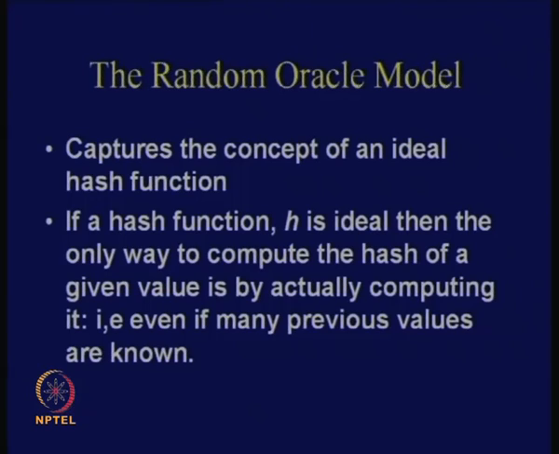Okay. So a random oracle model's ideal hash function is modeled exactly in the same way. That is, if you access a value of say x which you have not accessed before, then you return a random number. But if you access something which you have accessed before, then you return the same number which you returned before. So if a hash function h is ideal, then the only way to compute the hash of a given value is by actually computing it. That is, even if you know many previous values, computing the hash of a new value should not be derivable from the previous things.